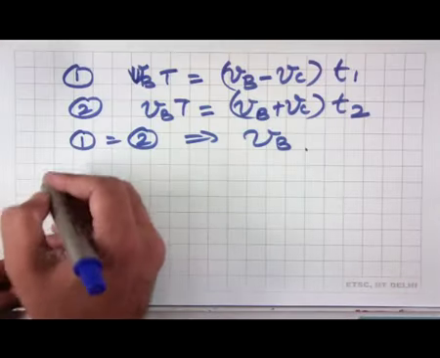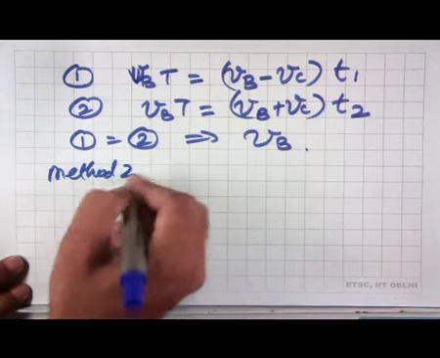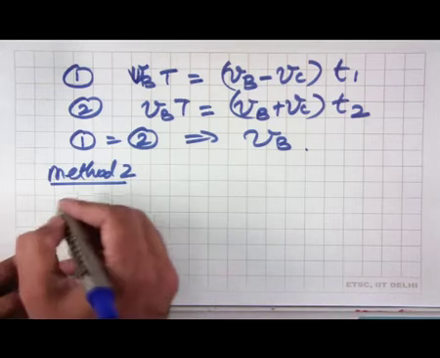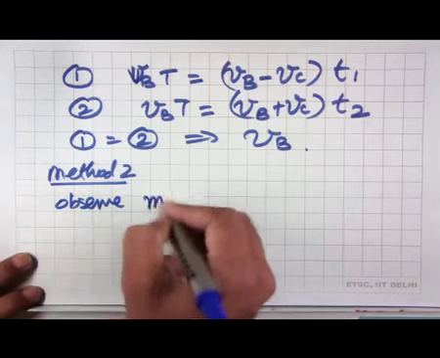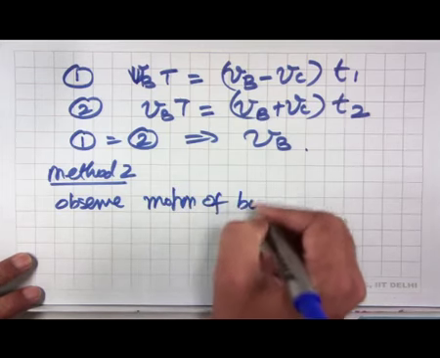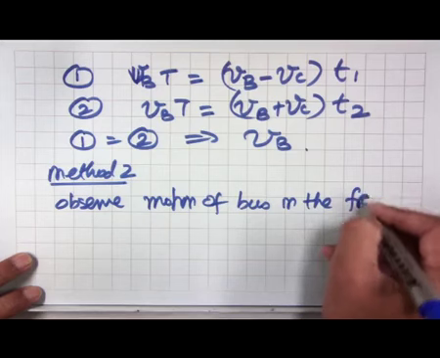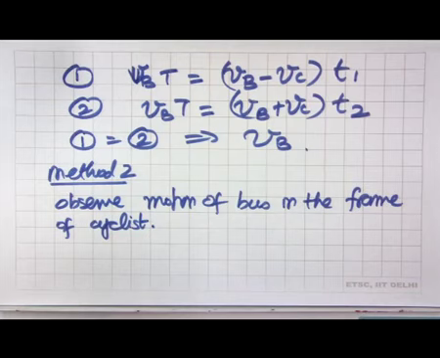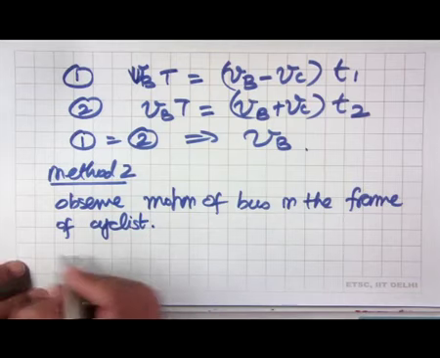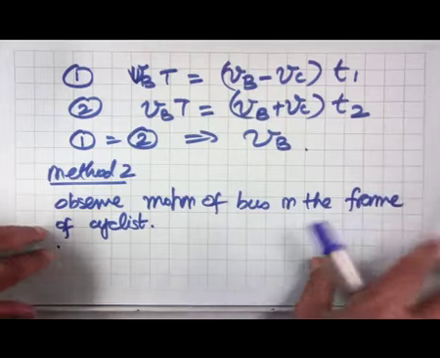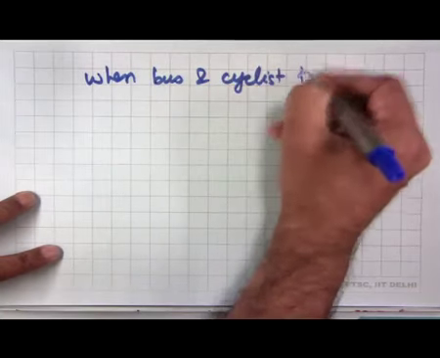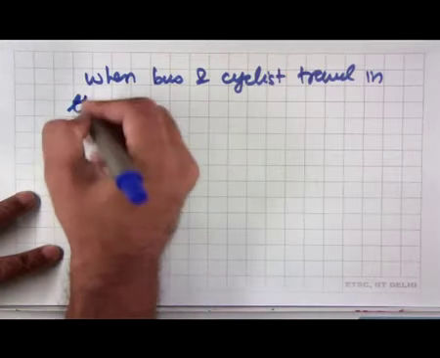Now, let us look at a second method of solving this problem. The second method is, let us observe the motion of the bus in the frame of the cyclist. So, let us look at the first motion when the bus and cyclist travel in the same direction.